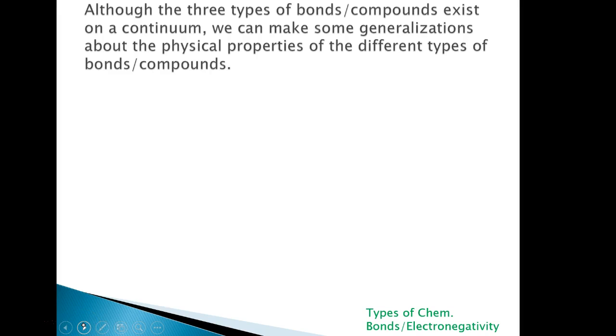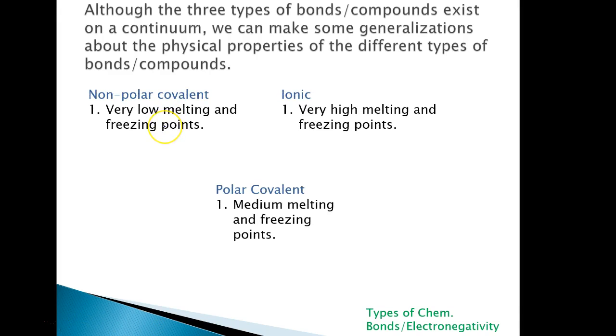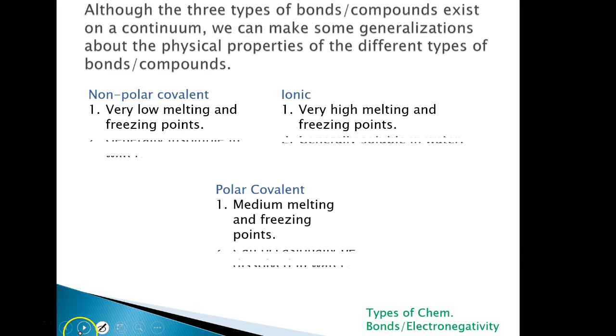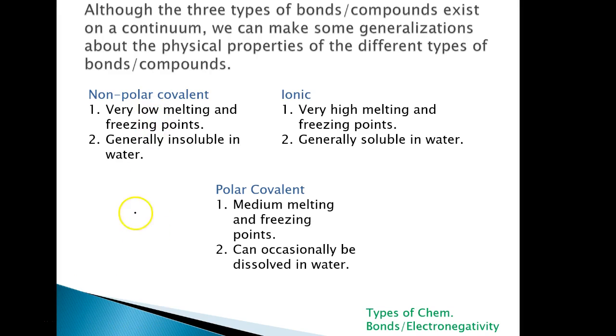All right, so there are some generalizations you can make about the physical properties of the different kinds of compounds you have based on their bonds. If it's nonpolar covalent, it tends to have a very low melting and freezing point. Ionic tends to be very high, and polar covalent's kind of in the middle. Nonpolar covalent generally don't dissolve in water. Ionic, yes, generally we would say they do. And then polar covalent, again, it depends.